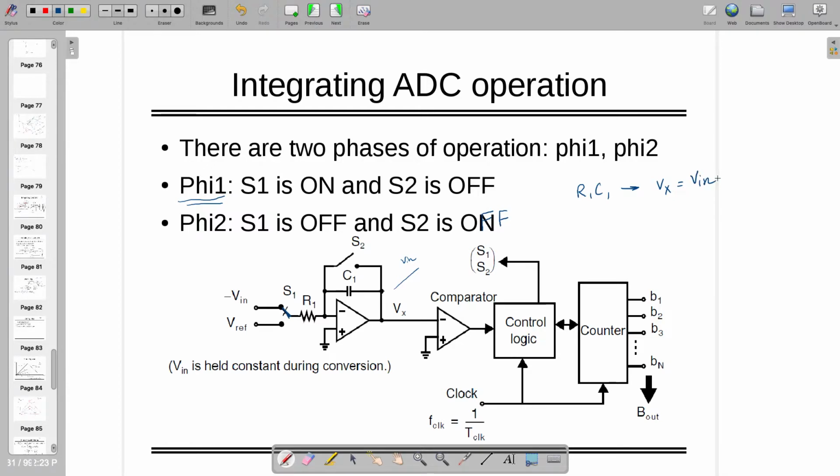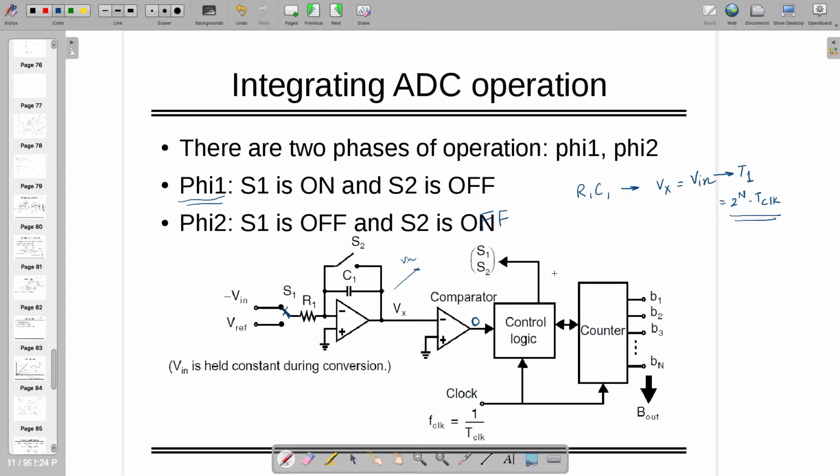Now at this time, the output of this one is 0, right? The output of this one is 0, and this is happening in T1 time, which is equal to 2 raised to n times T clock. This is fixed. This is phase 5.1, which has a duration of 2 raised to n times T clock, and once it reaches the value of V in, the counter will stop counting, everything will be stopped.